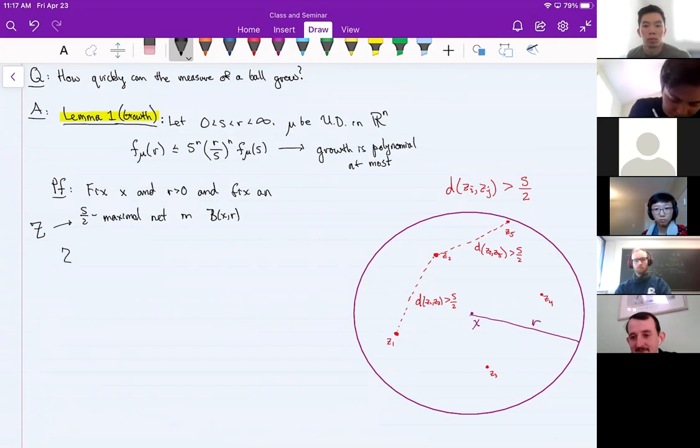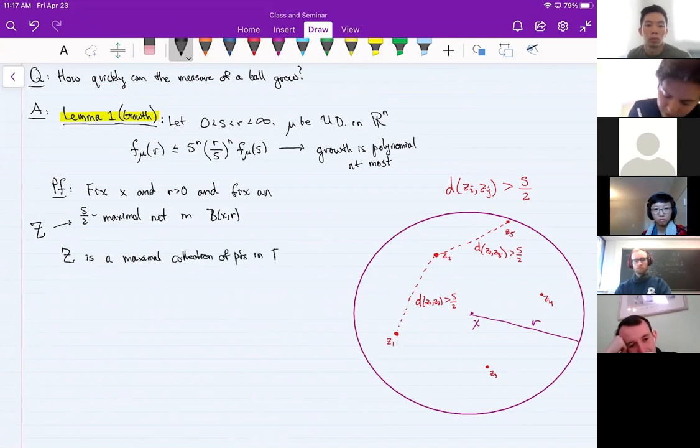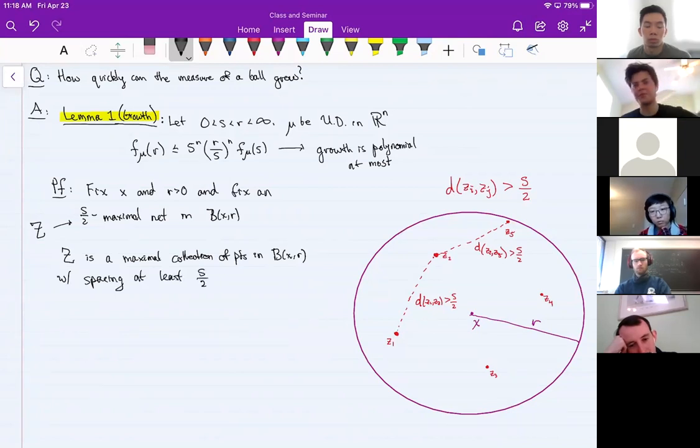So Z is a maximal collection of points in B(x,r) with spacing at least s/2. Okay, just pack as many of these points in there as I can.